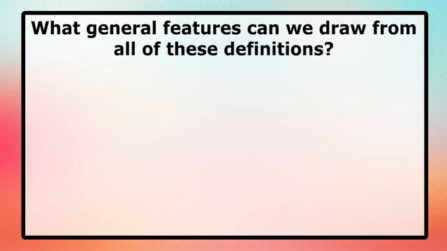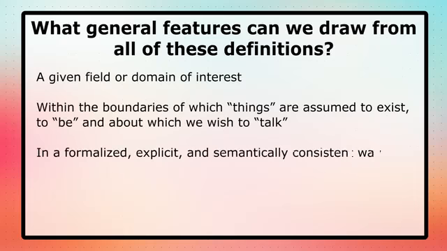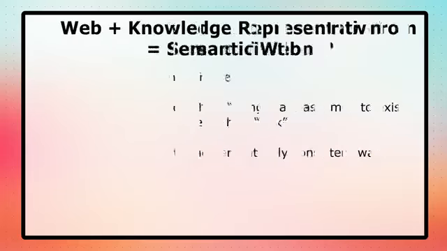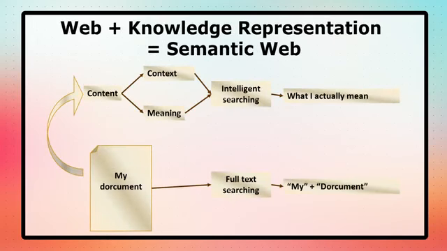So, for general features, can we draw from all of these definitions: a given field or domain of interest within the boundaries of which things are assumed to exist and about which we wish to talk in a formalized, explicit and semantically consistent way. So web plus knowledge representation indicates the semantic web. When knowledge is represented in the web, that is the semantic web.